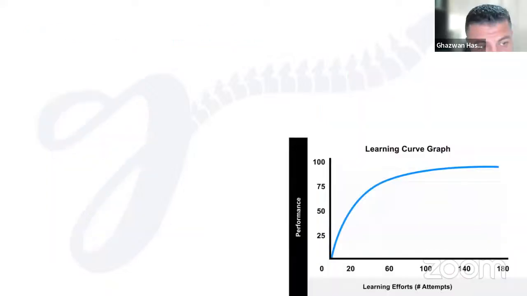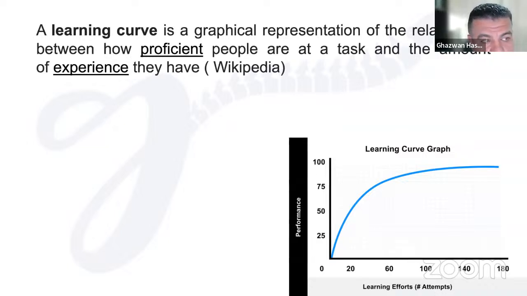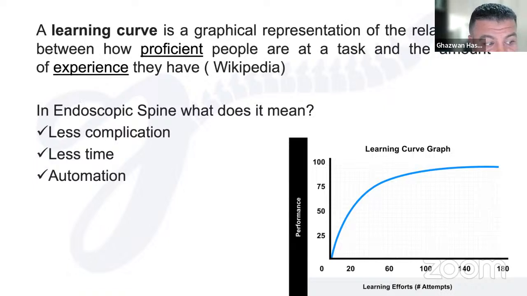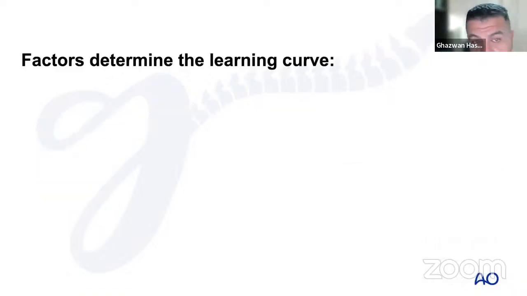And it's important, when it comes to the learning curve, that we think about the definition. It's a graphic representation of the relationship between proficiency and experience. This is from Wikipedia, but in endoscopic spine surgery, what does it actually mean? It means fewer complications, less time, automation, efficiency, and other things.